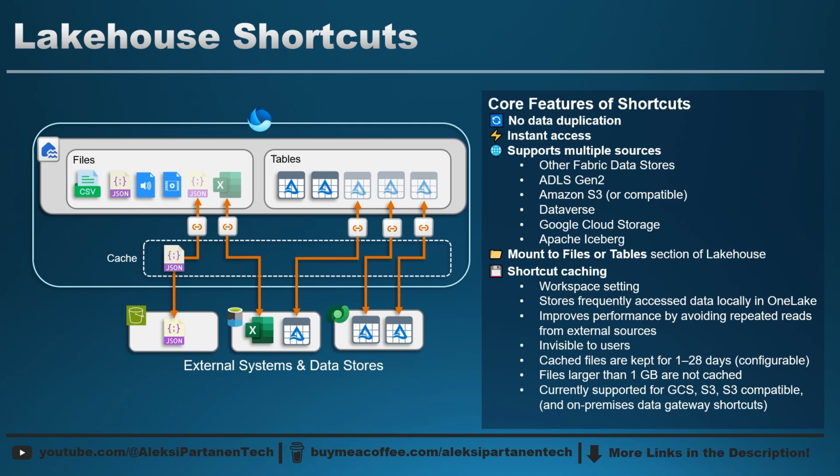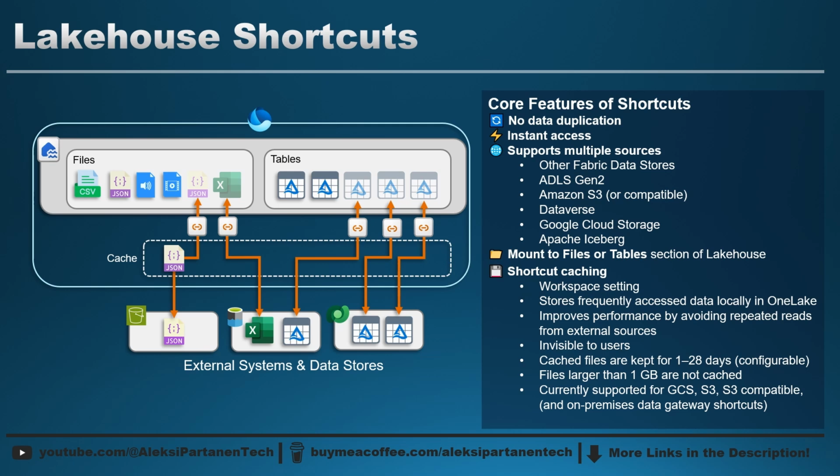These cached files are then kept for 1 to 28 days depending on your configuration. Also, files larger than 1 GB are not cached at all, and currently this caching is only supported for Google Cloud Storage, S3, S3 compatible, and on-premises data gateway shortcuts.